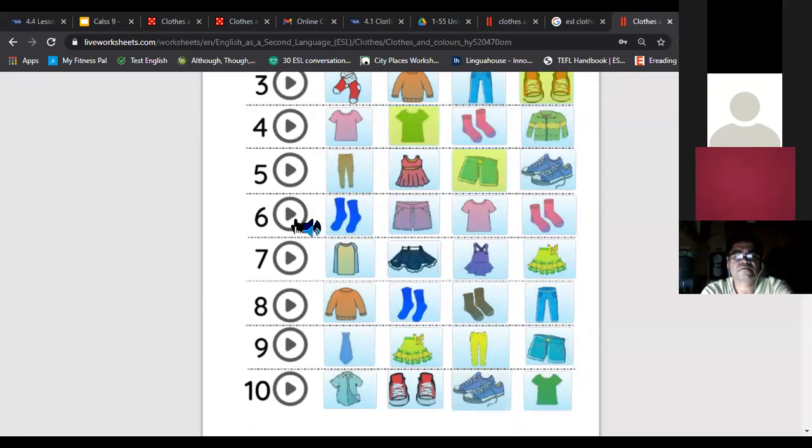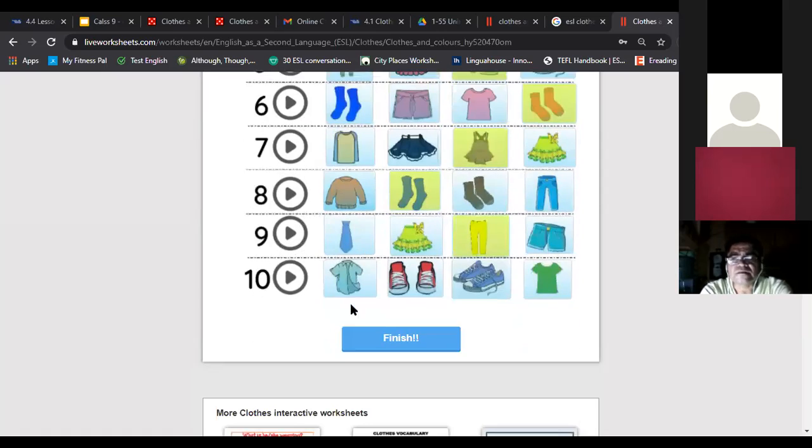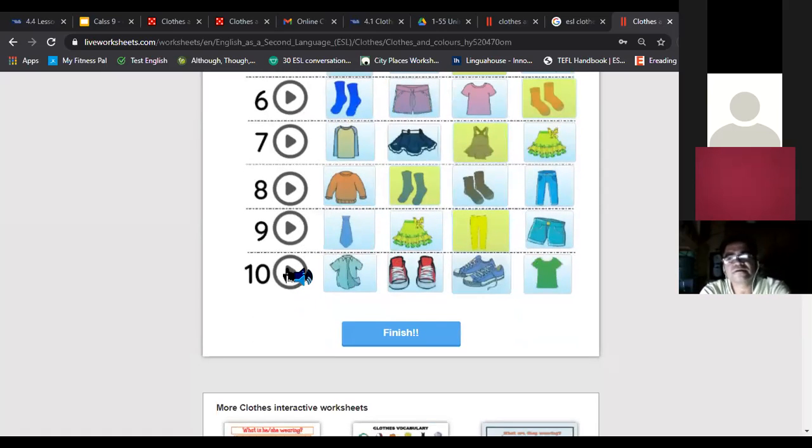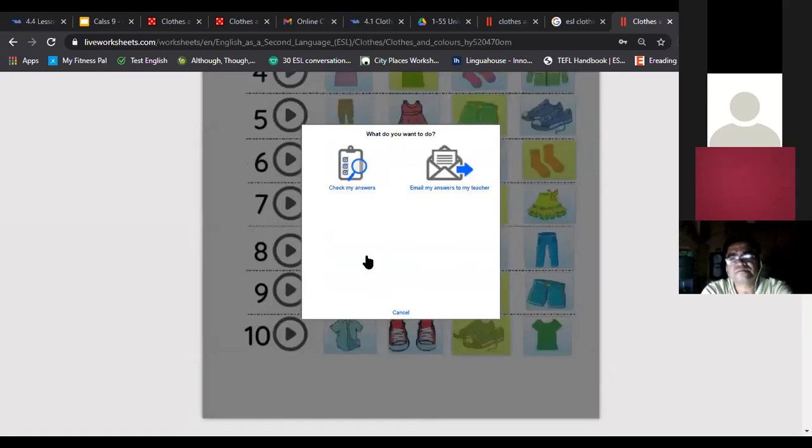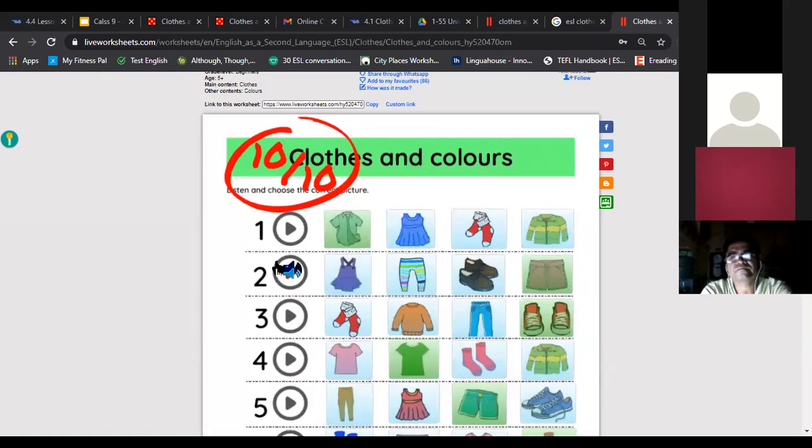Pink socks. Purple dress. Blue socks. Yellow pants. Blue shoes. Excellent. Let's see if I don't, no sé si se me pasó una. No, that's okay. Okay, excellent.